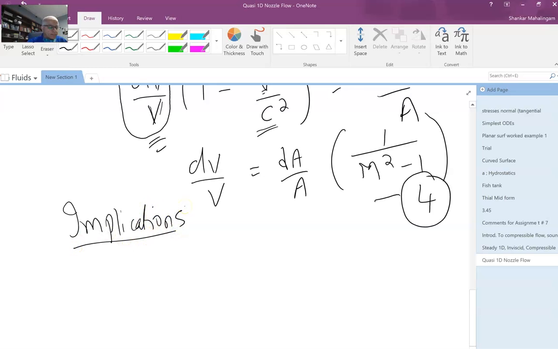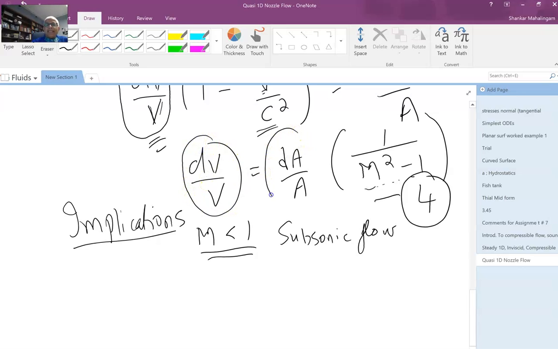And the implications are pretty amazing. Let's say the Mach number is less than 1. Mach number less than 1, we understand that to be subsonic flow. And so if the Mach number is less than 1, M squared minus 1 is going to be a number which is less than 0. So dv over v would be equal to some negative quantity times dA over A. So in other words, if dA is positive, dv would be negative, correct? So if dA is positive, that means dv would be negative.